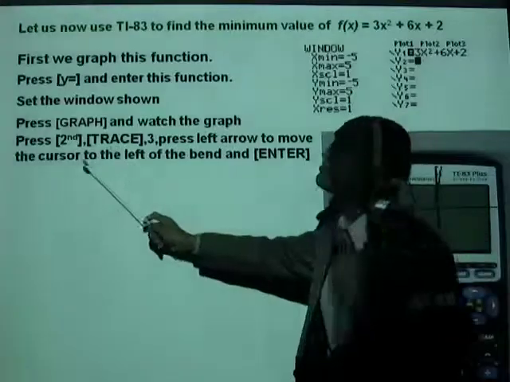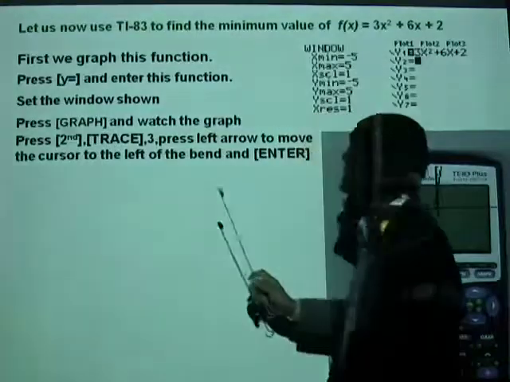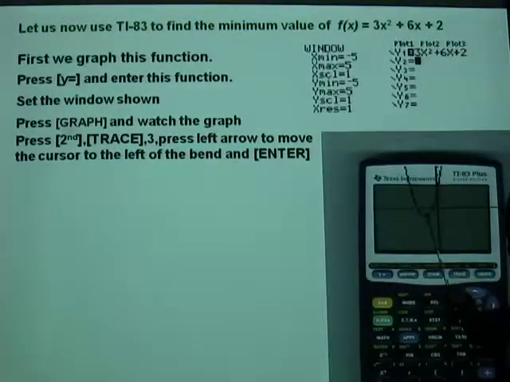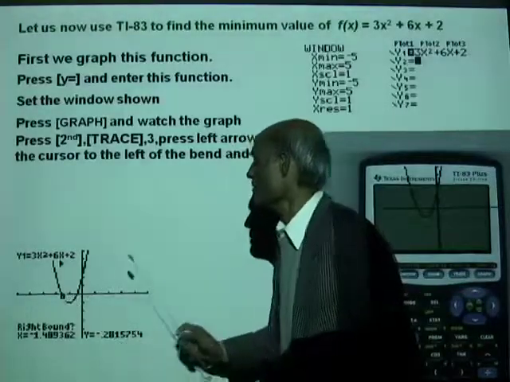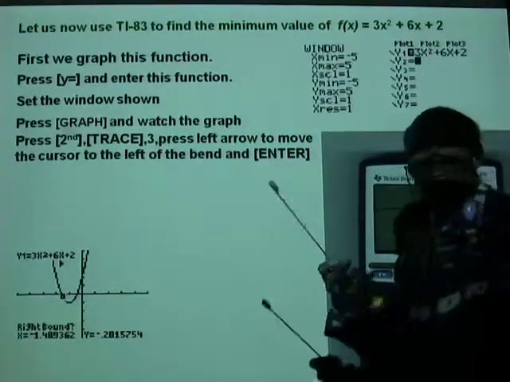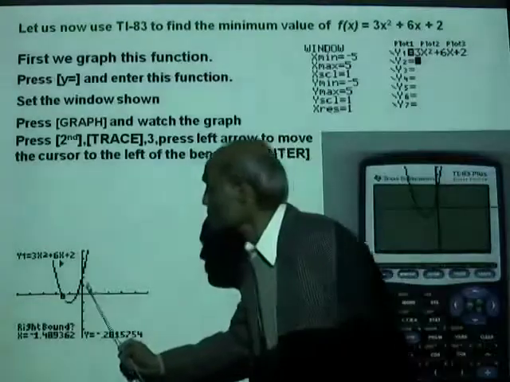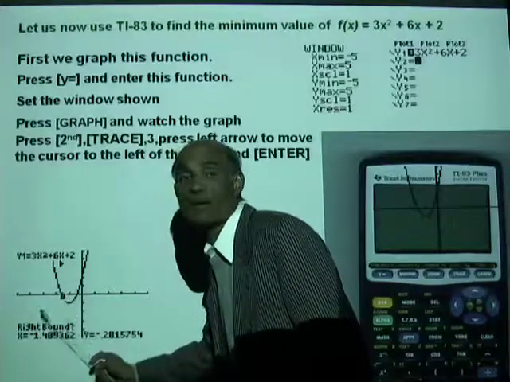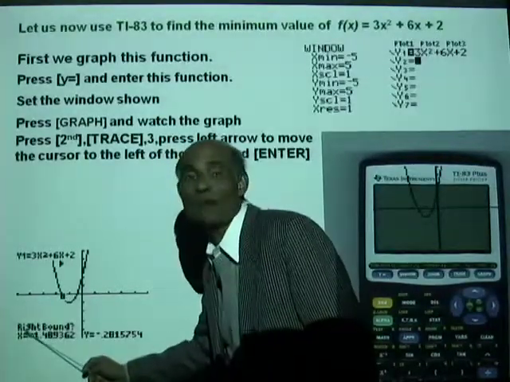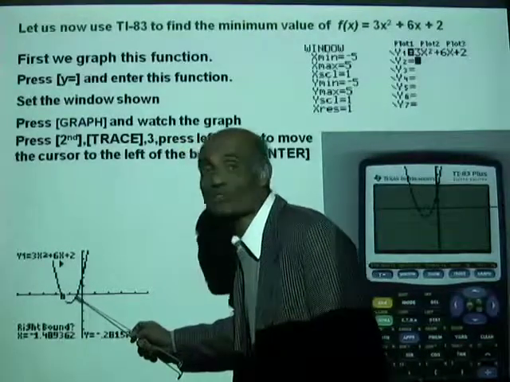Press left arrow to move the cursor to the left of the bend. So when you press second trace 3, and after that move the cursor to the left of the bend and enter. Now what you have done is gave the calculator a left bound, because you see the calculator asked you for a left bound. So move the cursor to the left of the bend and enter. That's what you have done. Now the calculator wants a right bound. So what you need to do is use the cursor and take it all the way to the right of the bend.